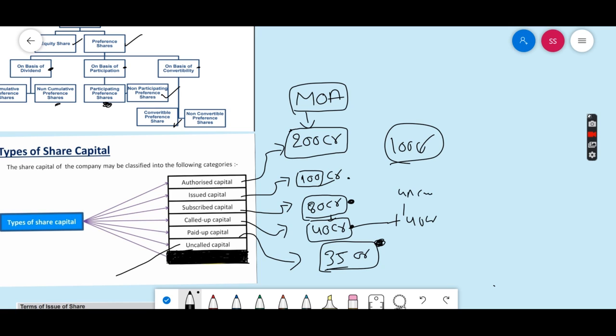So authorized capital is the capital which is specified in our MOA. You cannot raise money from the public more than 200 crores, right? Authorized capital, you can also call it registered capital or nominal capital. Then out of that, you have issued shares to the public worth 100 crores, that is issued capital. Then they subscribed only 80 crores, and then out of the subscribed capital you called only 40 crores, that is called up capital, and the remaining is uncalled up capital. And then they paid at last only 35 crores, that is paid up capital, right? Okay.